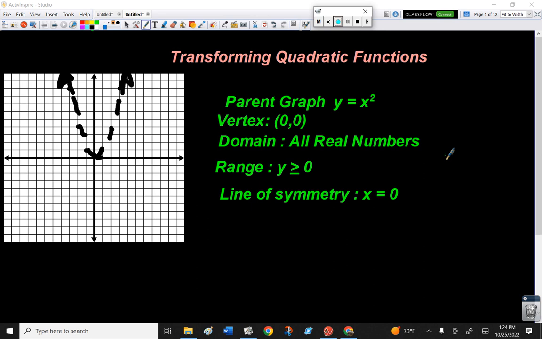I believe we're going to put these notes on page 35, but we'll verify that in a little while. Go ahead and copy these notes down. Transforming Quadratic Functions. Don't forget you can pause or rewind at any time, ladies and gentlemen.